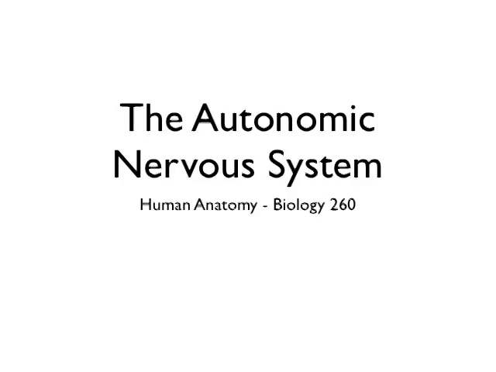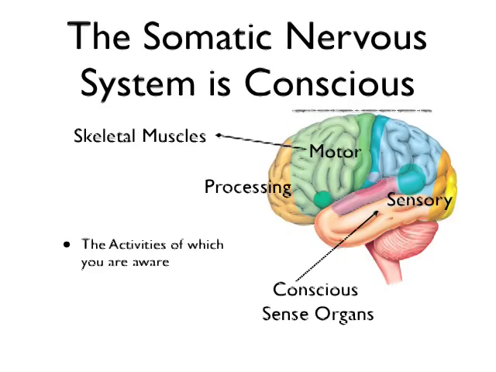Autonomic nervous system. First thing we want to do with the autonomic nervous system is define it as separate from another part of the nervous system we call the somatic.